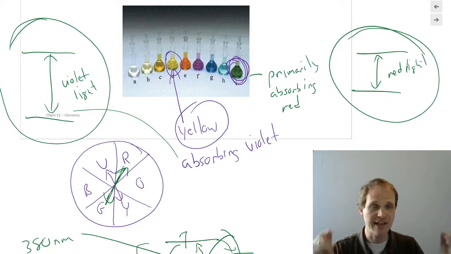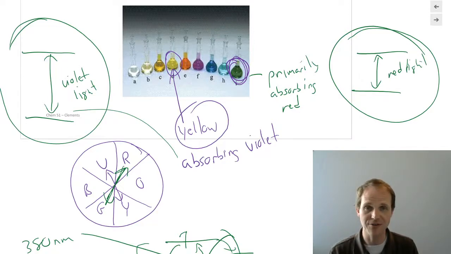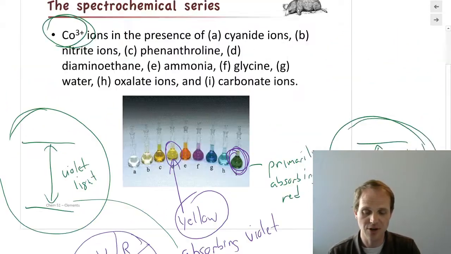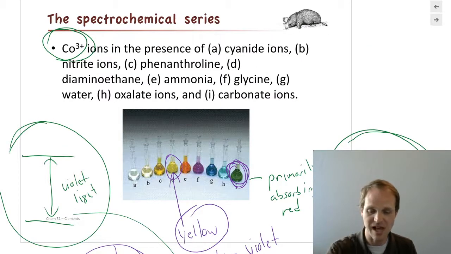And that would be true if we were just talking about cobalt all by itself. But we're not talking about cobalt by itself. We're talking about cobalt in the presence of cyanide, or in the presence of nitrite, or in the presence of ammonia, or in the presence of oxalate. And those things are going to change how the cobalt's energy levels are spaced. How you act and how you behave and how your energy levels are depends on the people you're hanging around with. And the same thing with these metal centers. Who they're hanging around with is going to change how they behave.